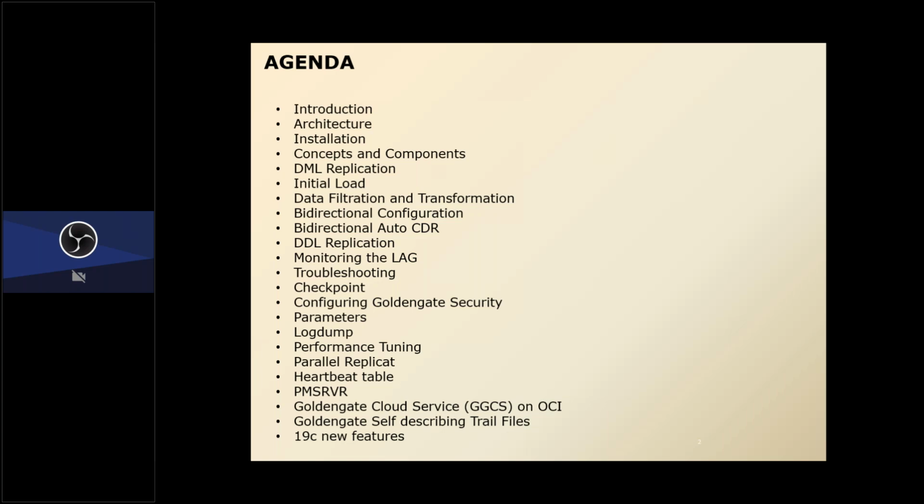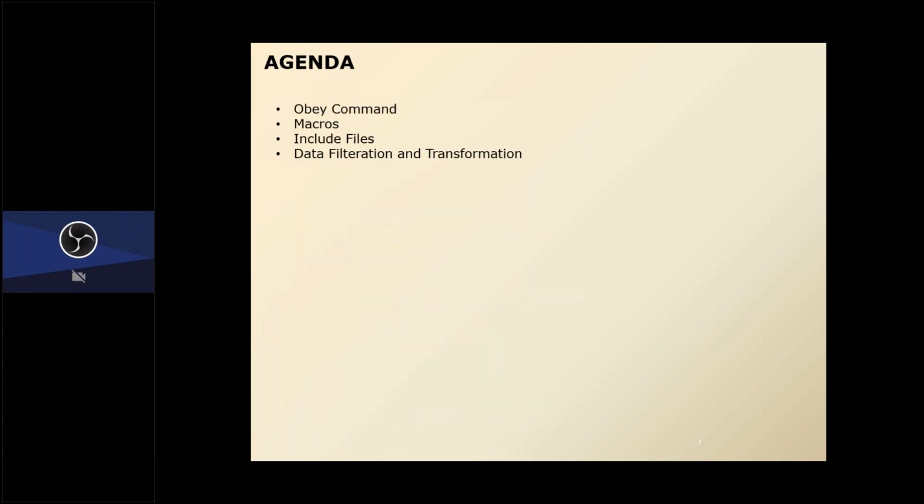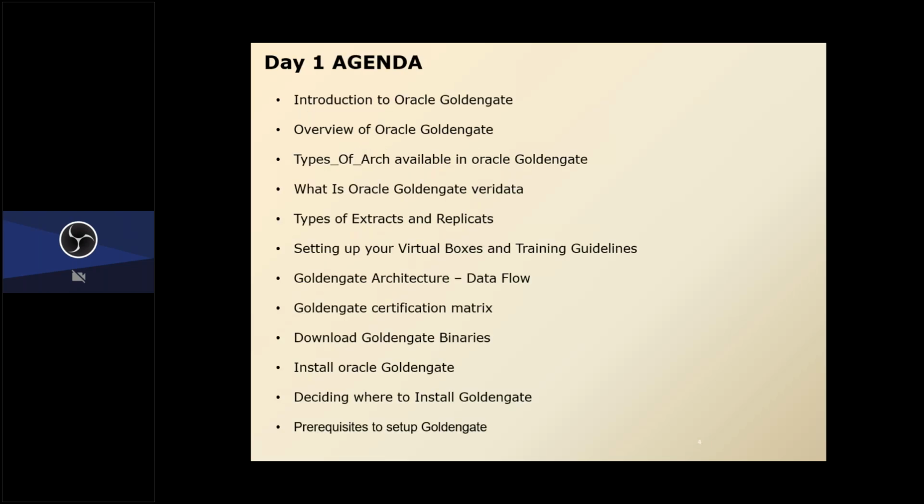Then performance tuning; as I mentioned, parallel replicat is a new feature. The Goldengate heartbeat table is used to monitor the Oracle Goldengate environment. The Performance Metrics Server is again a new feature for monitoring Goldengate performance. Then Goldengate self-describing trail files, 19c new features, the OBEY command, macros, and include files. We are going to discuss a lot of those.